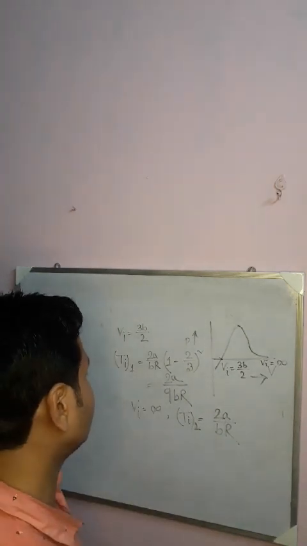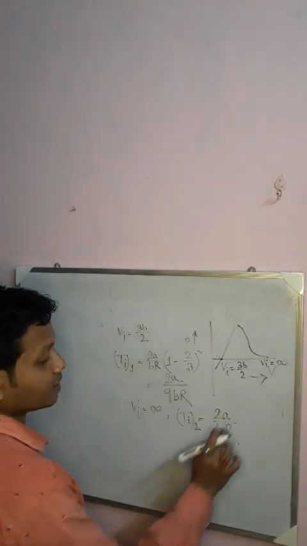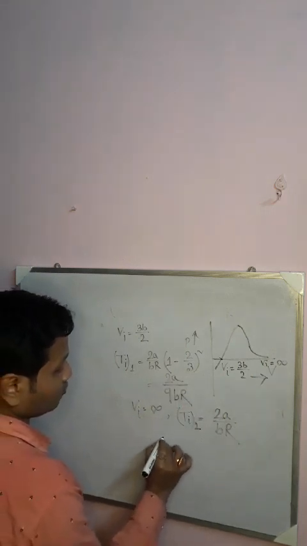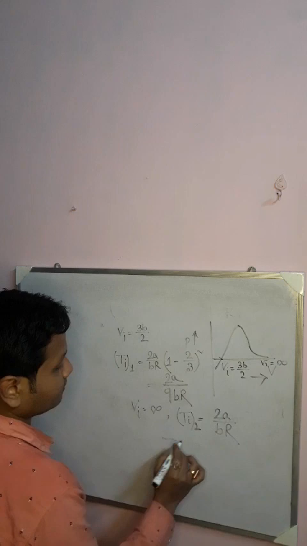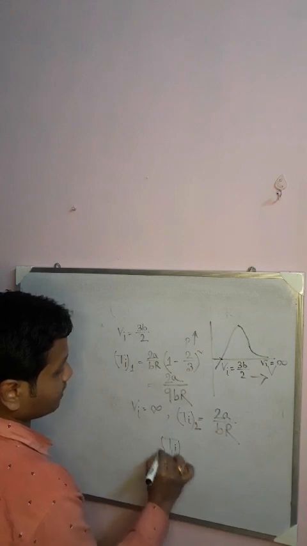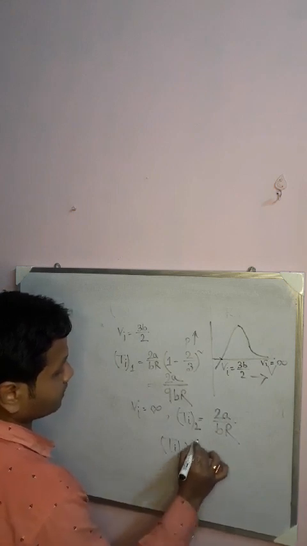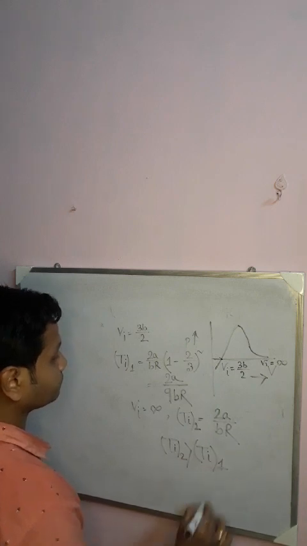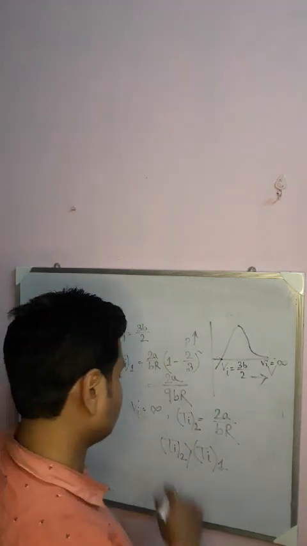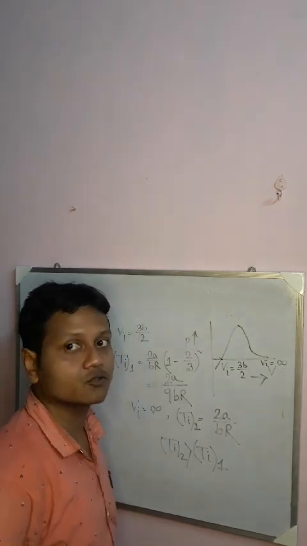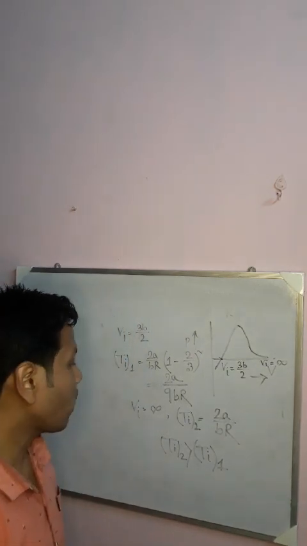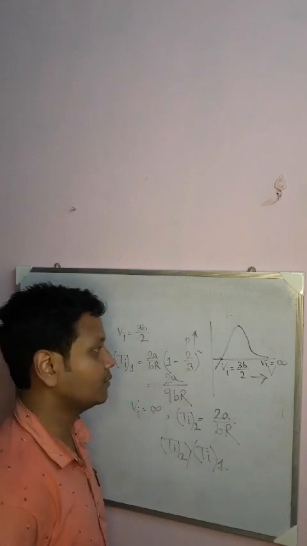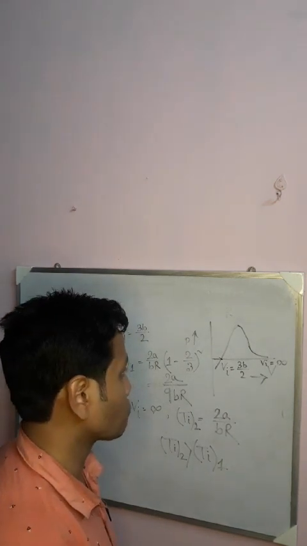So which one is greater, 2a by Br or 2a by 9 Br? This term is greater. So we see that the second inversion temperature, Ti2, is greater than the first inversion temperature Ti1. Thus we see that there exist two inversion temperatures and the second inversion temperature is greater than the first inversion temperature.